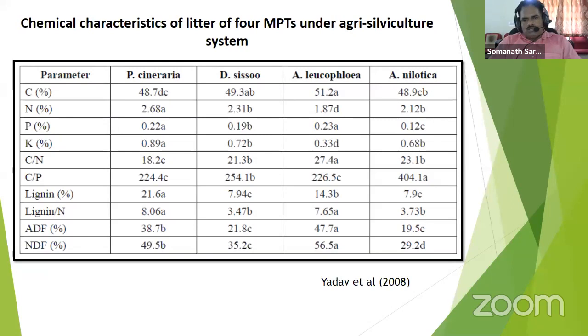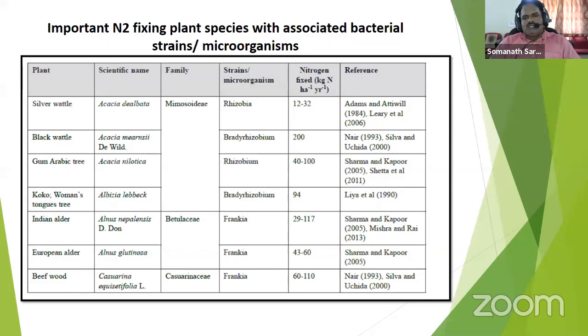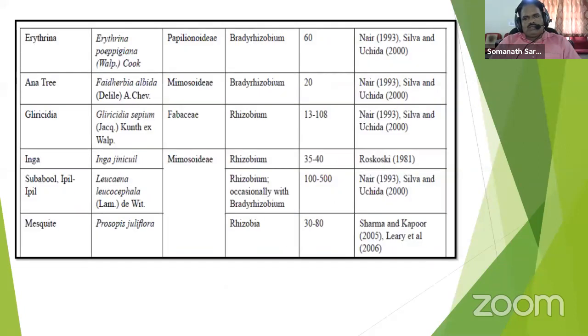These are some important nitrogen fixing tree species, and the amount of nitrogen fixed is based on the strains of microorganisms such as rhizobia, bradyrhizobium, and frankia. These tree species fix atmospheric nitrogen and help to improve soil health. These are also some tree species.